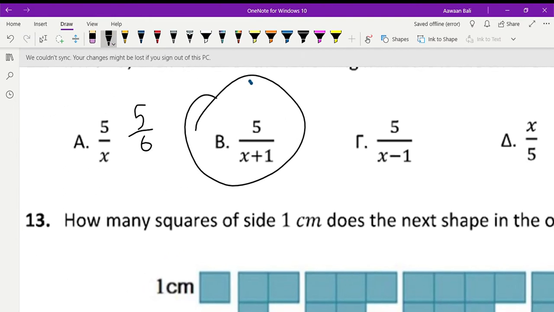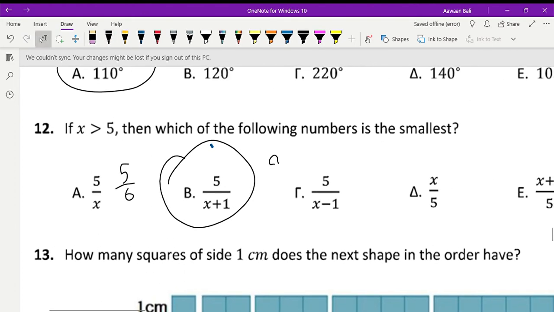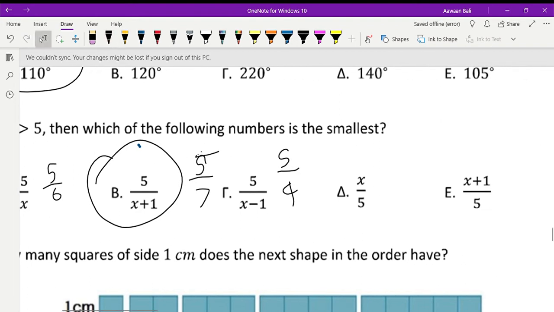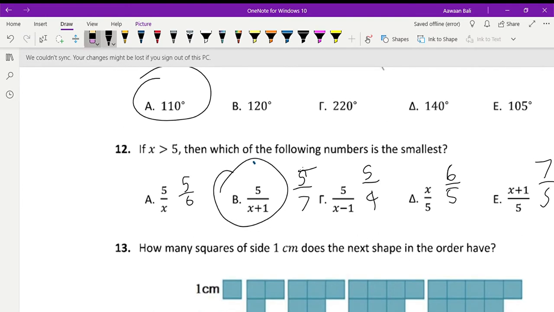5 upon 6. Decent fraction. 5 upon 7 is even smaller since the denominator's number has increased. This is even bigger than the first option. Gamma is even bigger than alpha because now the denominator's number has decreased. Here it's 6 upon 5, which is even bigger. And then we have 7 upon 5, which is even bigger. So therefore the answer is Vita, 5 upon x plus 1.